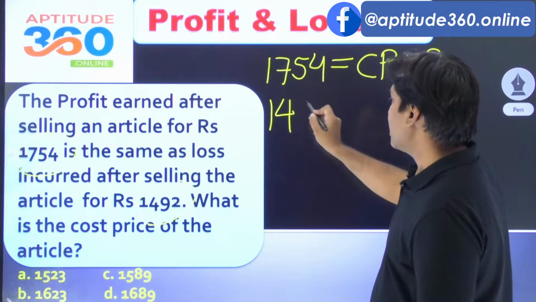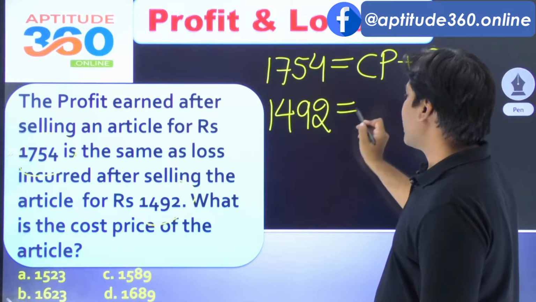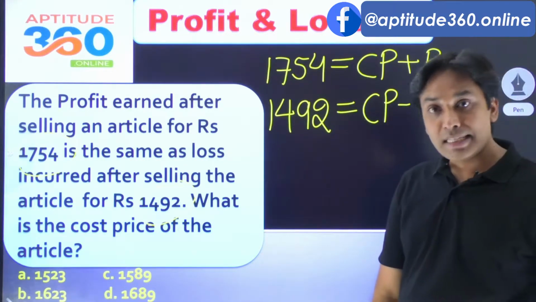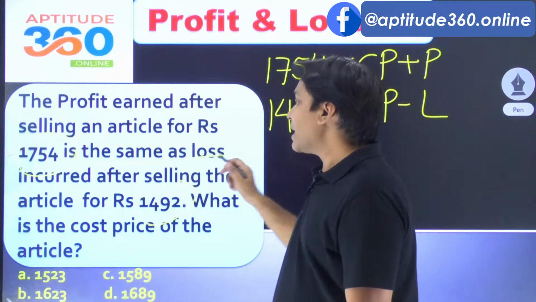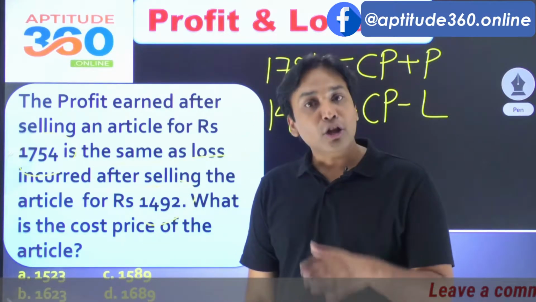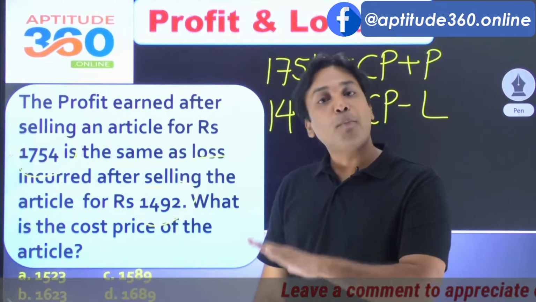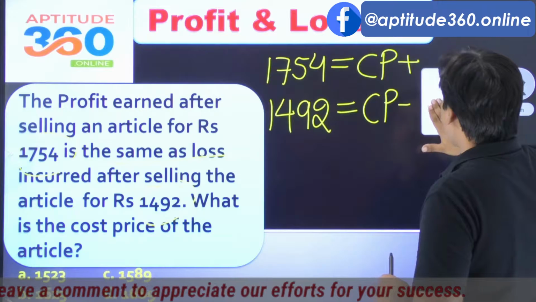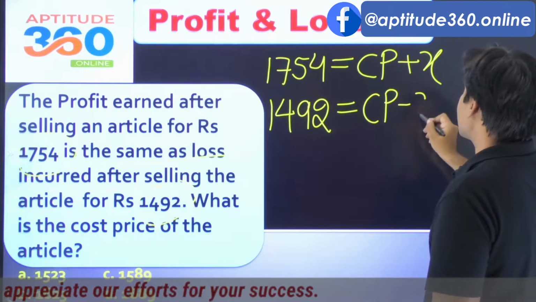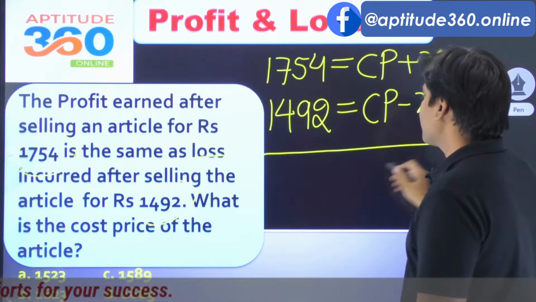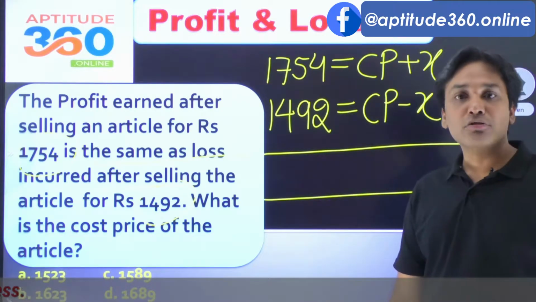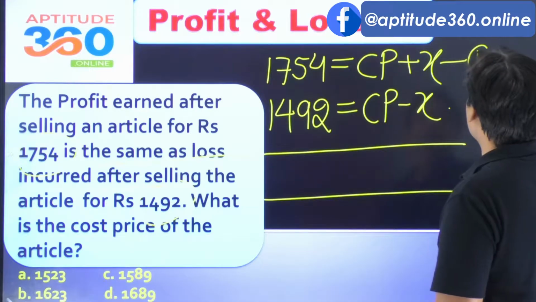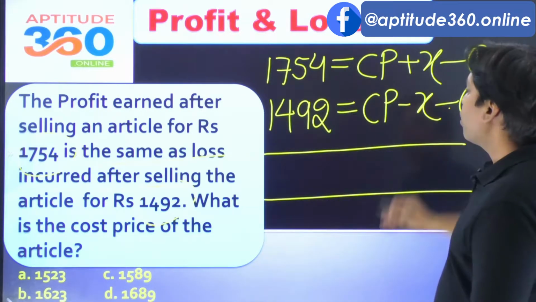This is 1492. If you sell it at 1492, you're going to be having the loss, and the problem says that the profit that you're making in the first situation and the loss that you're incurring in the second situation, both of them are the same. So what I'm going to do is, I'll take these two as same value, isn't it? This is x and x. So I have got 2 variables and 2 equations. If I add these two, what is that I'm going to be getting?